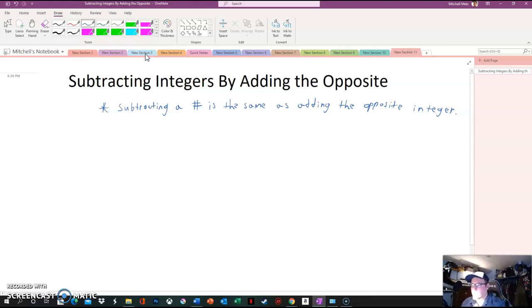So let's start with the problem. Let's say 3 minus 2. I know 3 minus 2 is just 1. But let's say I do the opposite. Instead of 3 minus 2, I'm going to think of it as 3 plus the opposite of 2, which is a negative integer, so it's negative 2. So instead I am adding the opposite. I'm adding a negative integer. That is actually the same exact thing. 3 plus negative 2 will give me 1. So that's what I mean by subtracting a number is the same as adding the opposite integer.